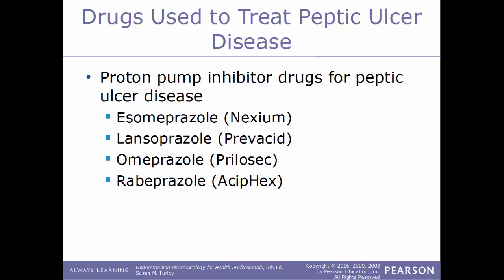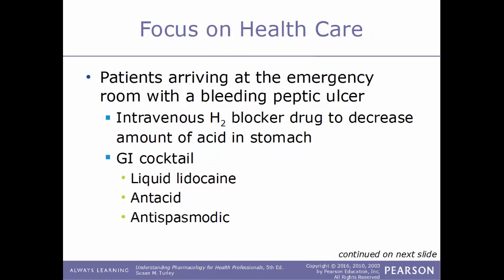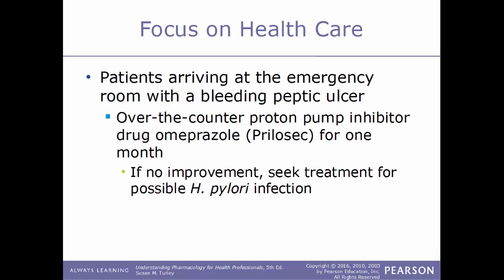Drugs that are used to treat peptic ulcers are the proton pump inhibitor drugs: esomeprazole, which is Nexium; lansoprazole, which is Prevacid; omeprazole, which is Prilosec; and rabeprazole, which is Acipix. Alright, this leads us to focus on healthcare. Now, patients that arrive at an emergency room with a bleeding peptic ulcer have to be treated in a very particular way. They're given intravenous H2 blocker drugs to decrease the amount of acid within the stomach. They're also given a GI cocktail, which is liquid lidocaine, antacids, and antispasmodics. So once these patients leave the ER and are discharged to go home, they can take over-the-counter proton pump inhibitors such as Prilosec, for 1 month.